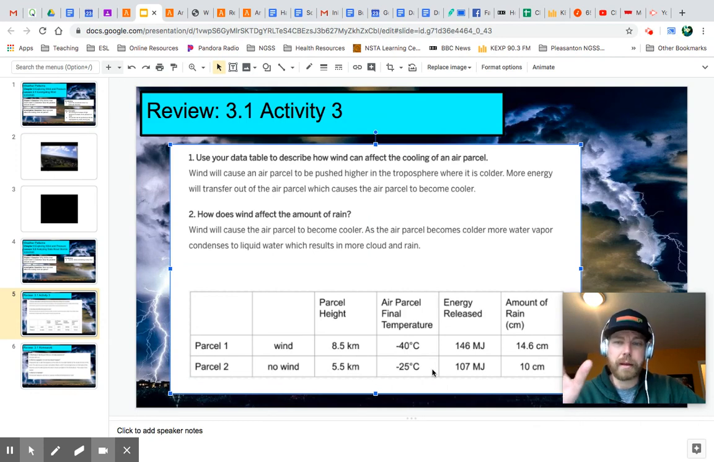Now, your data might be a little bit different depending on how much wind you created. But ultimately, this is what we should have seen, that an air parcel that was affected by wind would end up having a lower temperature than one that was not affected by wind. So how does wind affect the amount of rain? That's the second question there. Since that air parcel is cooling that much more, there's going to be more condensation for the amount of water vapor in that air parcel. So the more condensation you have, the more water turning from gas to a liquid, the more potential rain you would get from that situation.